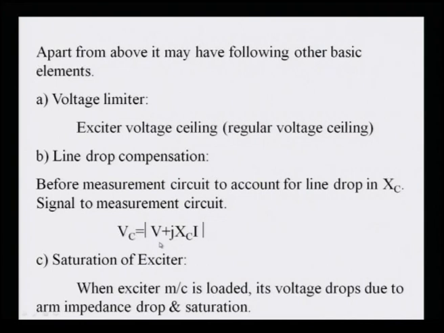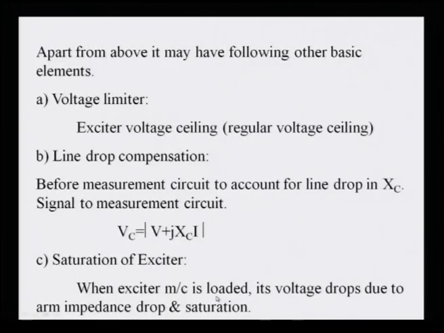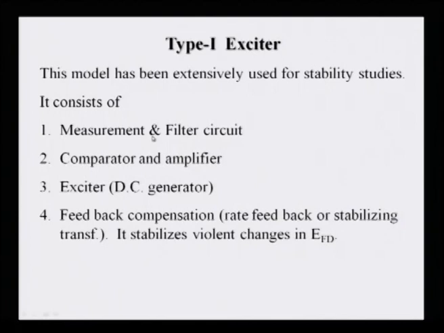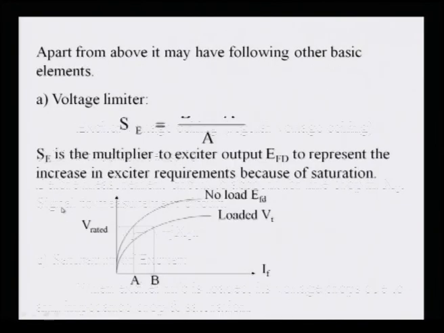So, this voltage and its quadrature, a modulation of this, the VC signal, is used instead of the V signal. Another, as I said, we have to include the saturation effect as well, because once the disturbance is there, normally in the steady state the saturation is not required, because it is working on the knee point, but whenever there is a disturbance, your excitation will increase or decrease. Once it is increasing, the saturation effect must also be taken care of. So, when the exciter machine is loaded, there is a voltage drop due to the armature impedance drop and the saturation, so the voltage is decreasing. So, we have to take care of the saturation effect as well in our modeling. So, these three are also used apart from the 4 components I mentioned.